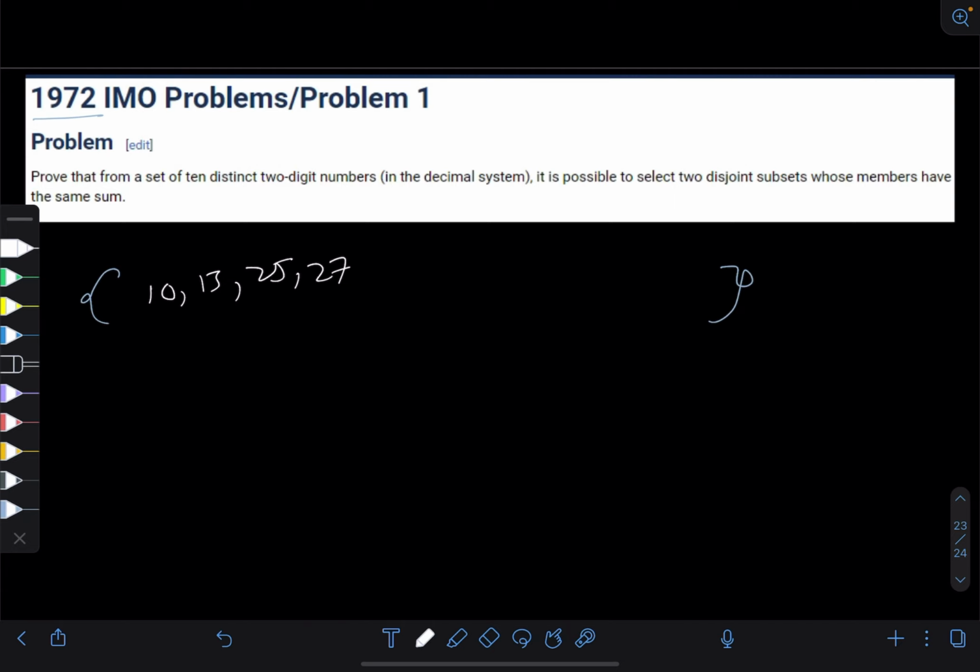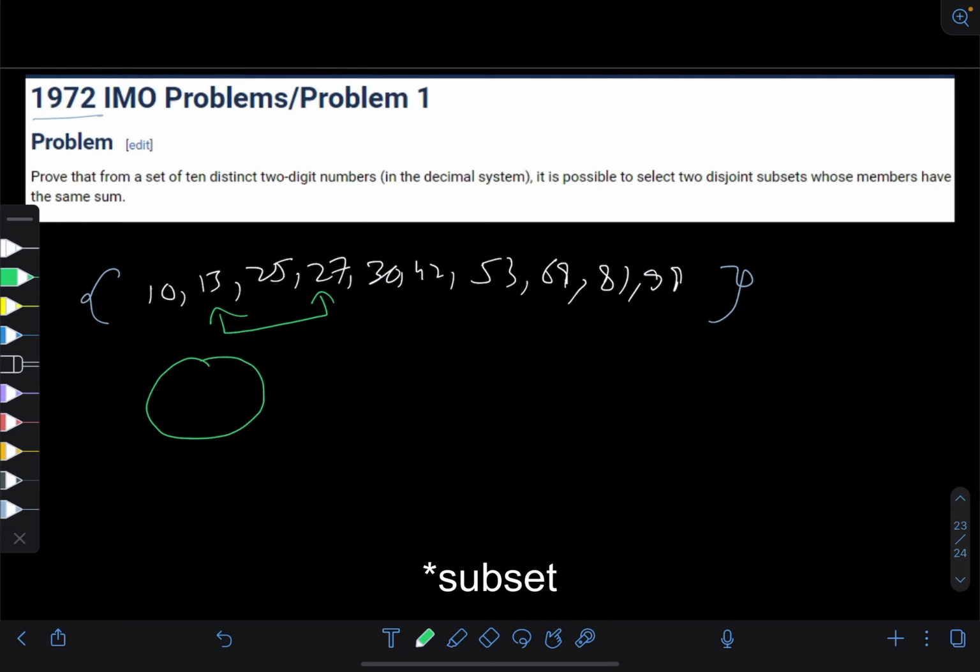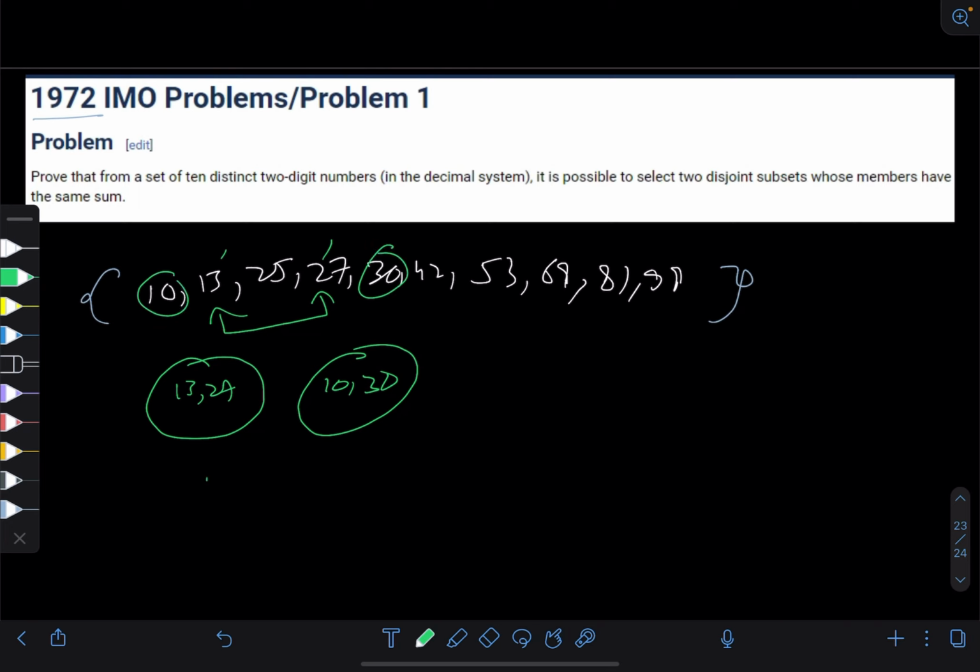25, 27, 30, 42, 53, 69, 81, and one more, let's say 99. Right, so if we create a set in which we have 13 and 27, I just pick these two, and we create another set in which we have 10 and 30, right over here, we can see that both of them have a sum equal to 40.